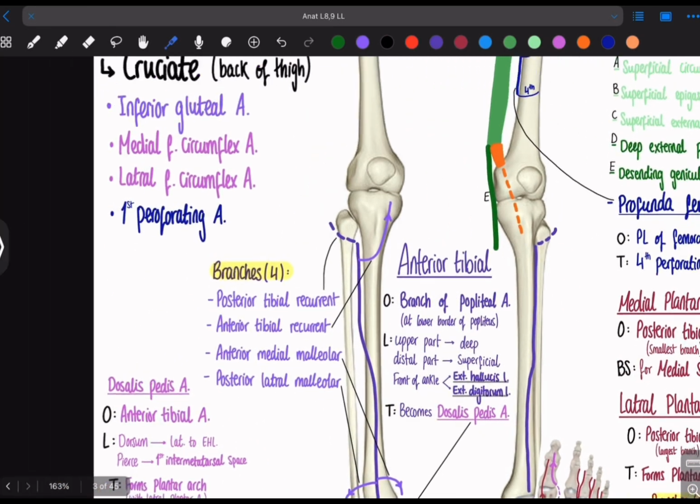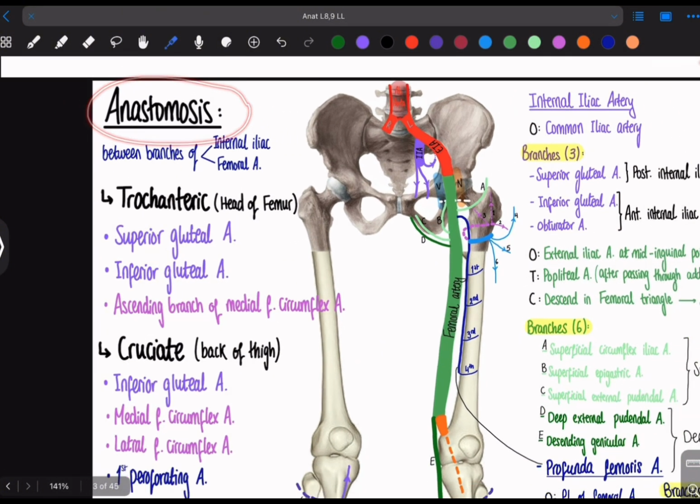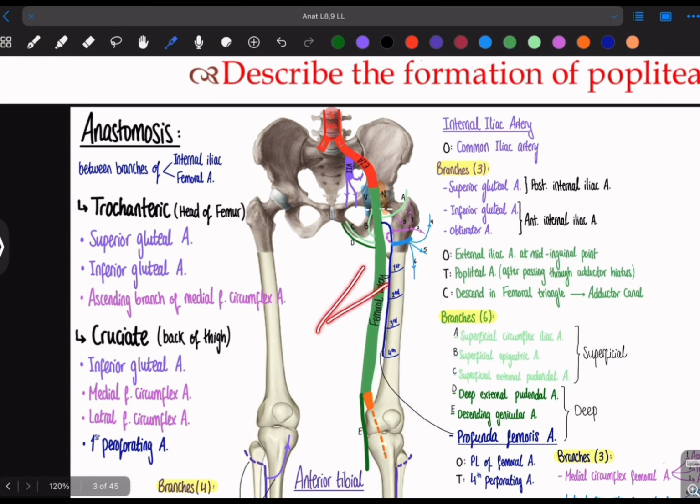So we have the last part of the arteries, which are the anastomosis. Okay, so remember the anastomosis, we said the anastomosis is a collection of arteries on one side, or a group of arteries that branch and supply one area. In case of obstruction of one of the arteries, there's still blood supply to this area due to anastomosis. Okay, so for this lecture we have two anastomosis. The first anastomosis is the trochanteric anastomosis, and the second is the cruciate anastomosis.